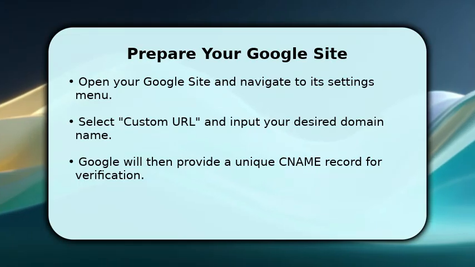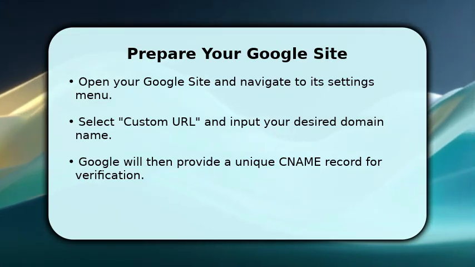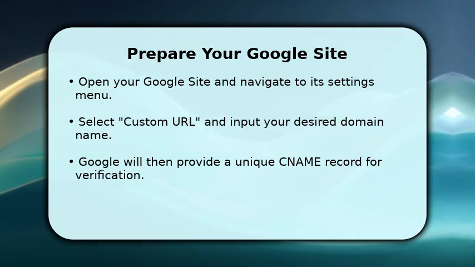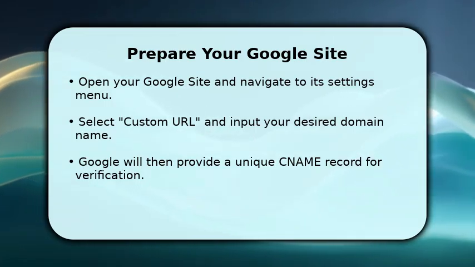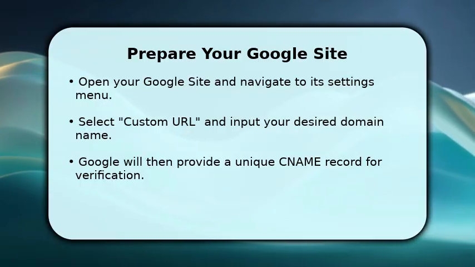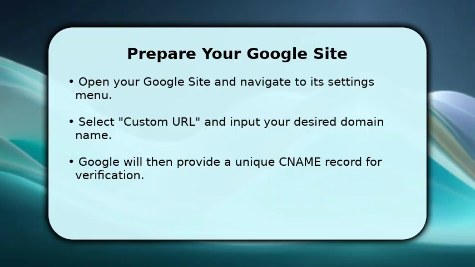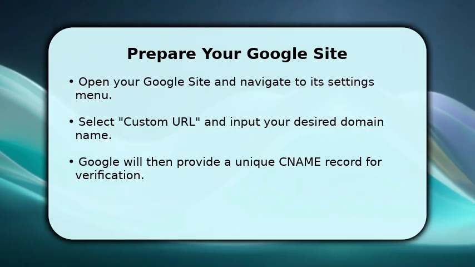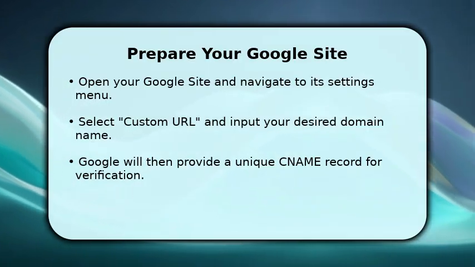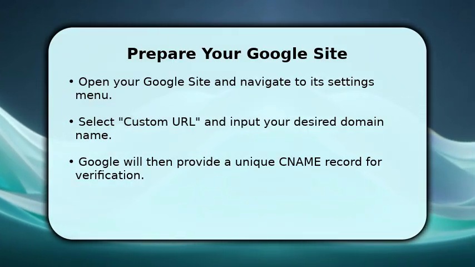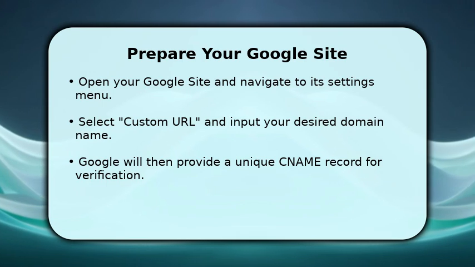To begin, open your Google site and locate the settings icon, usually found in the top right corner. From there, select the Custom URL option. You will then be prompted to enter your Squarespace domain name, such as www.yourdomain.com. After entering your domain, Google Sites will generate a unique CNAME record. This record is crucial for verifying your ownership and linking your domain, so make sure to copy it accurately.